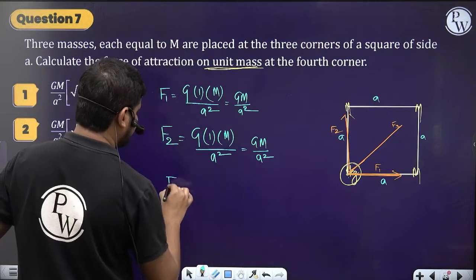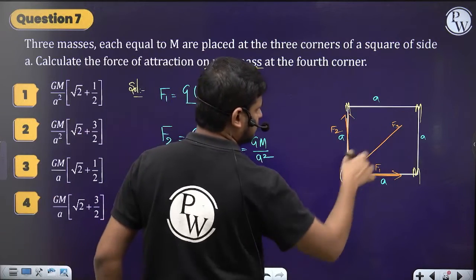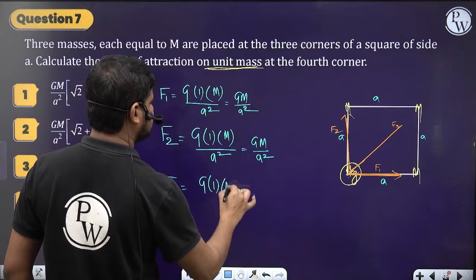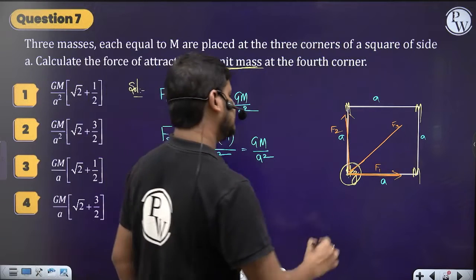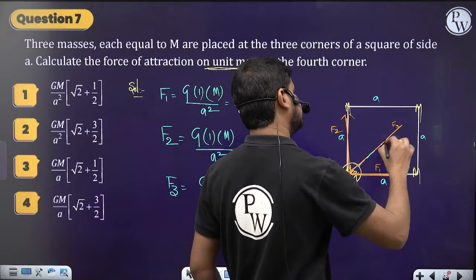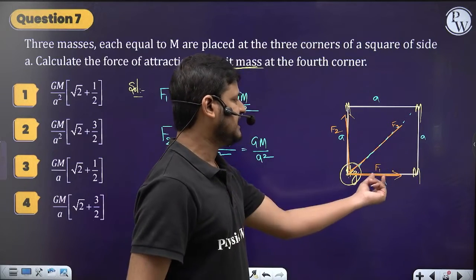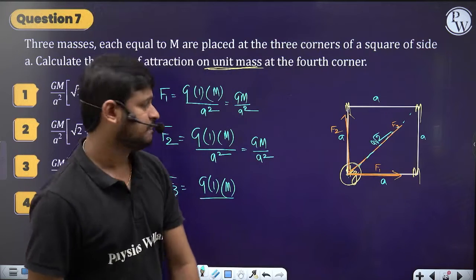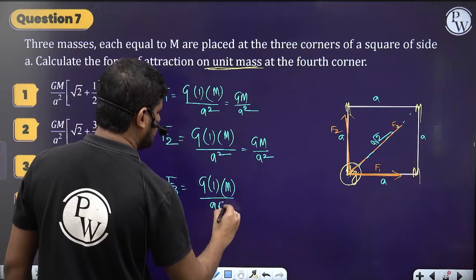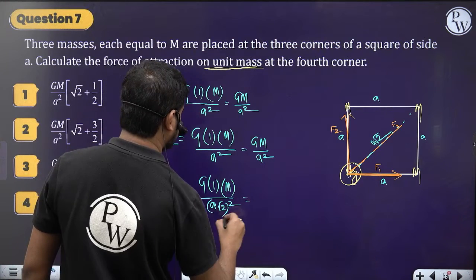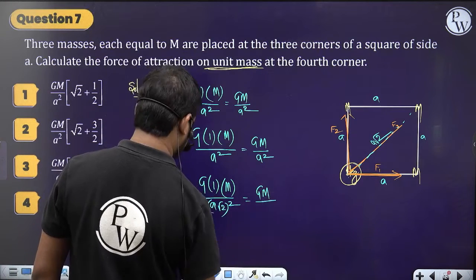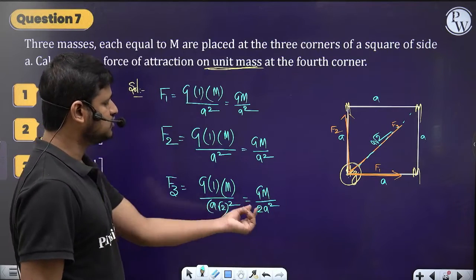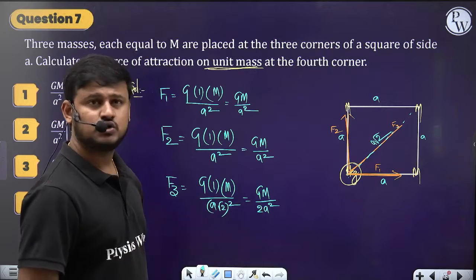Then let's find the force F3 between these 2. How do you find it? G, one mass is 1 kg, the other mass is capital M. Here the distance is not a, this distance will be the diagonal. If it is a and it is a, this distance will obviously be a root 2, basic maths, right? So the distance here is a root 2 whole square. So here it's going to be GM by 2a square. Yes or no? Root 2 whole square is 2 and a whole square is a square. So GM by 2a square.